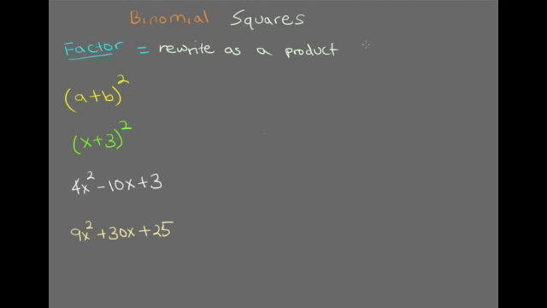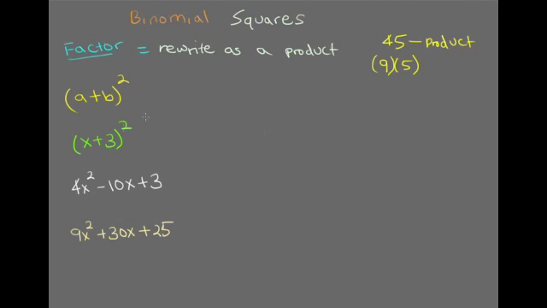So if we have the number 45 and we want to factor it, we can say it's 9 times 5. We're rewriting this number as a product. We're rewriting the polynomial as a product.